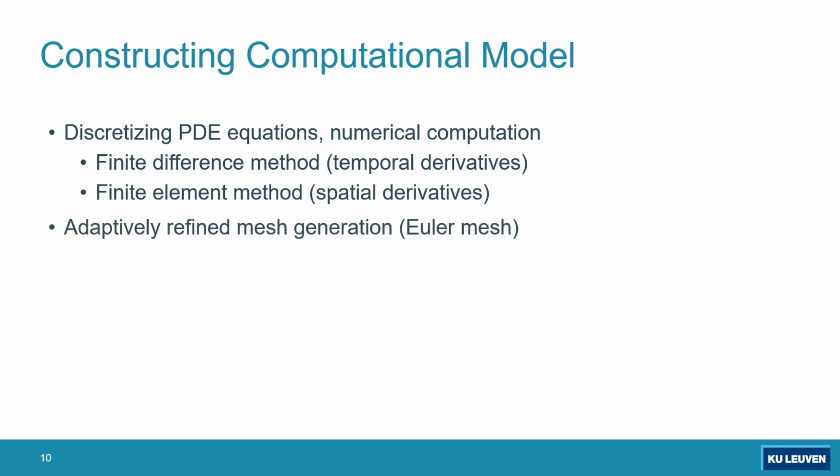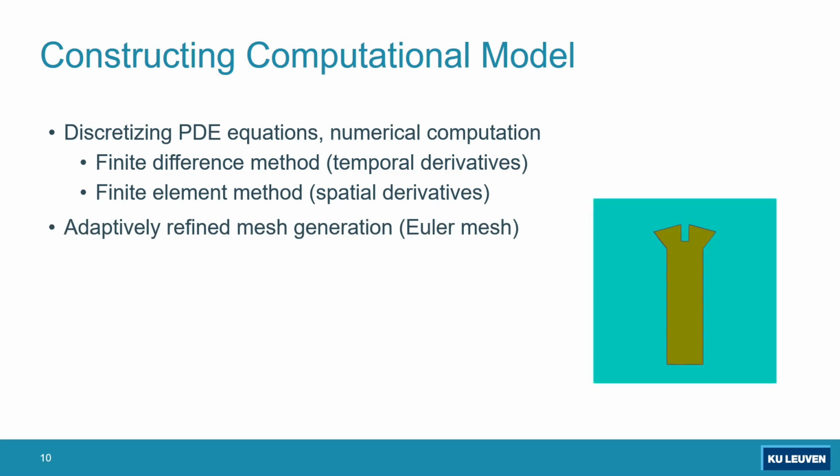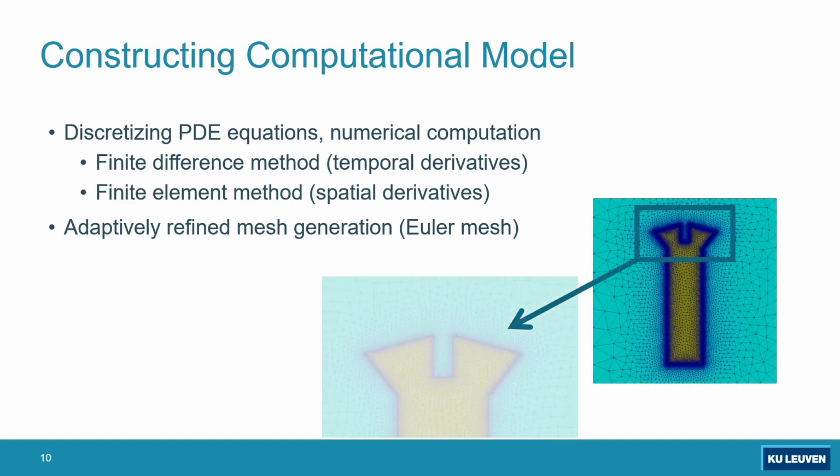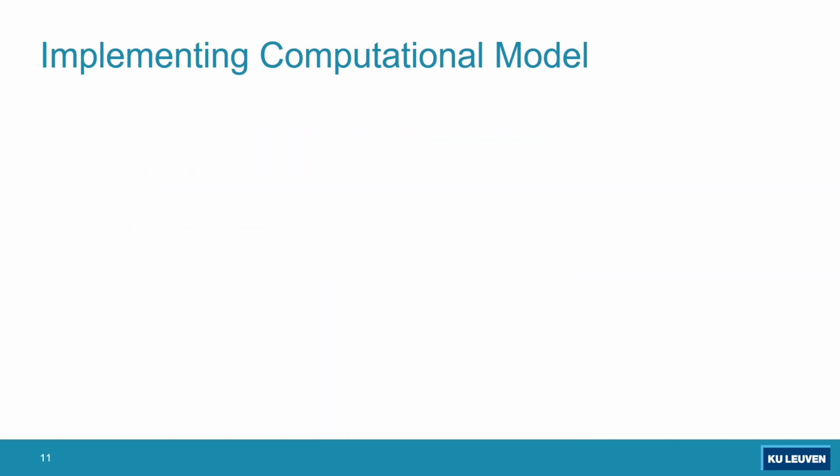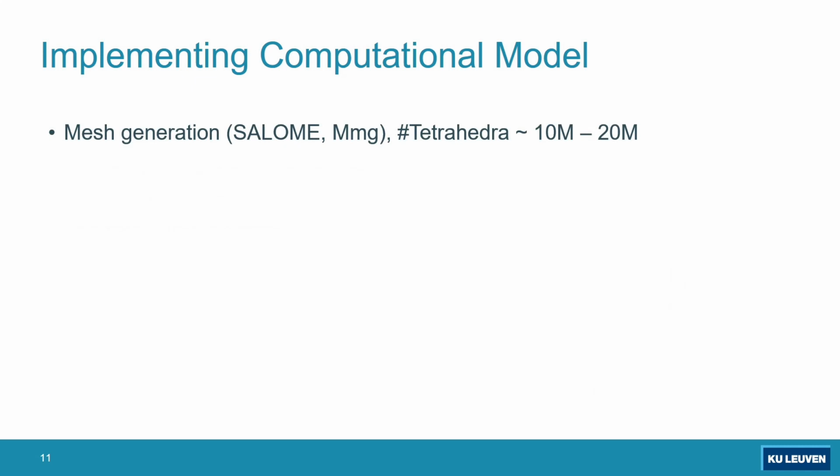And the mesh is adaptively refined on the interface because we want to increase the accuracy of the employed level set formulation. So after labeling the computational domain into the block and the medium, we refine the mesh on the interface. Generally the mesh looks like this. Because of this, we usually have a high number of elements, for example 10 million to 20 million in 3D.